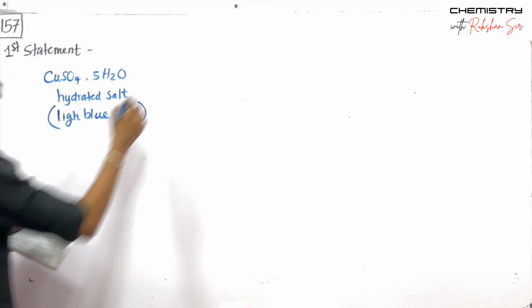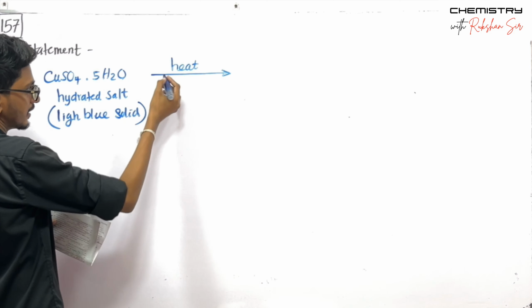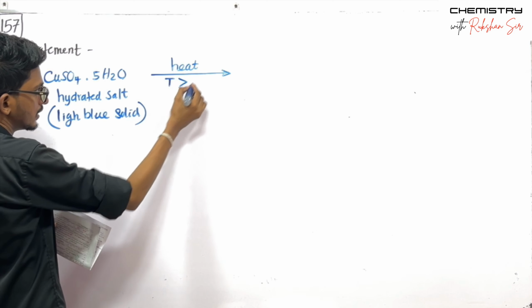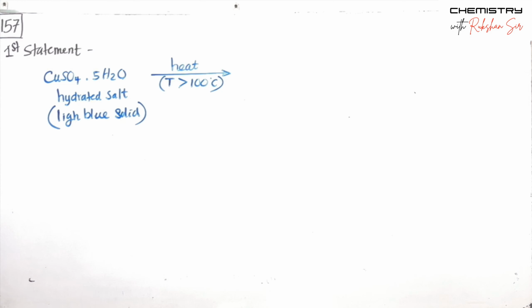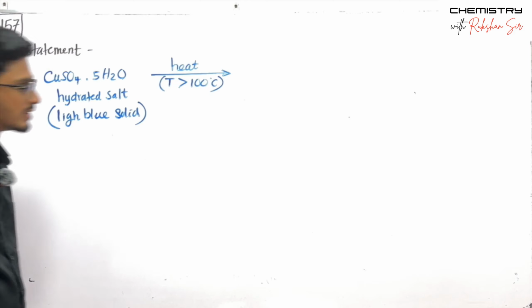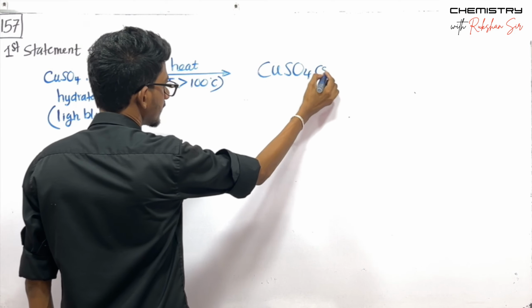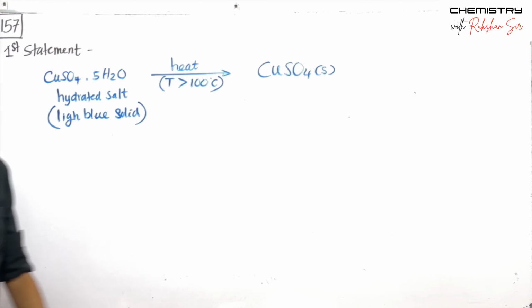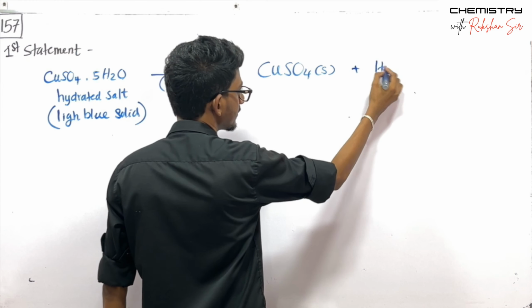They say it turns colorless on heating. Yes, if you heat it to a temperature above 100 Celsius, the H2O molecules will be released and you will ultimately come up with solid copper sulfate with no H2O. Those are released as H2O gas, moisture.